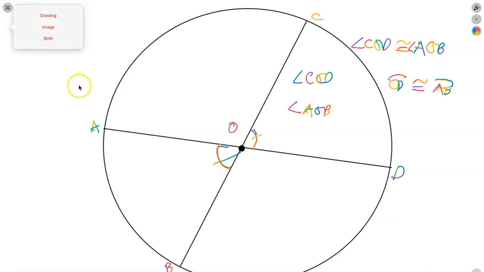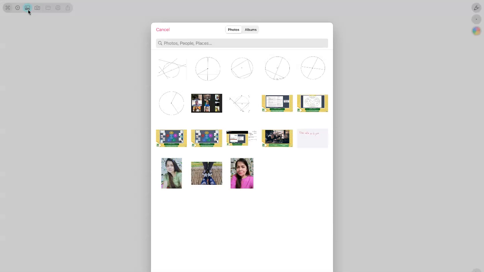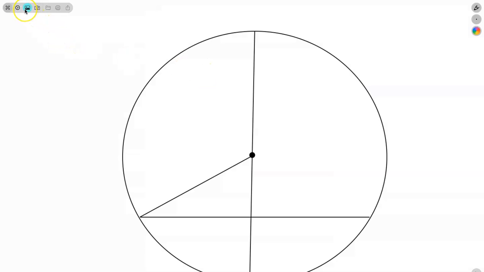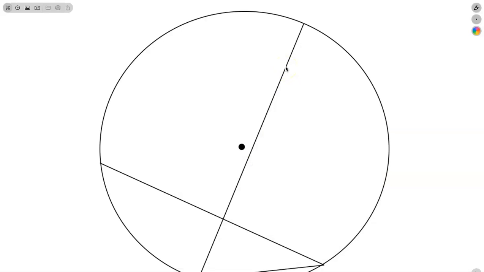Let me get another figure. It's the wrong figure. Let me get another one. Okay, this figure. Please take note that this chord here is not the diameter because it does not pass through the center. So let's name the points here. If this is O, this is circle O. Let's name these points A, B, C, D, and E.